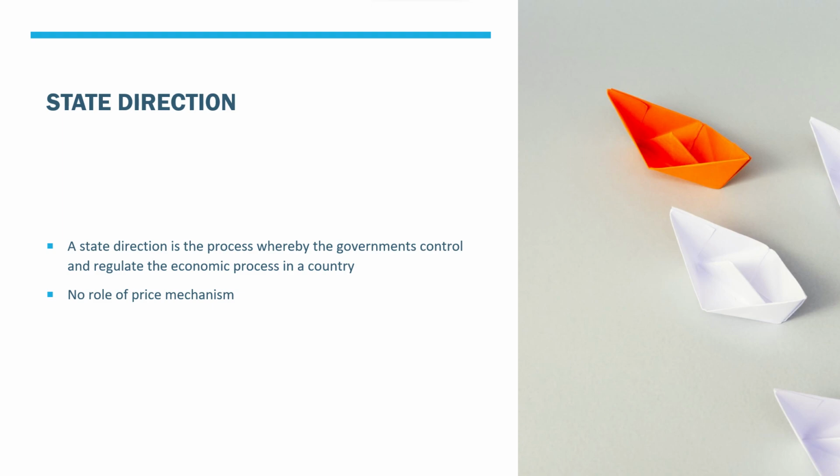Option C, state direction. A state direction is the process whereby the governments control and regulate the economic process in a country. The crucial questions of what to produce, how to produce, and for whom to produce are decided by the political will of the government instead of the price mechanism as is done in a capitalist or free market economy. The government sets the prices of goods and services and the quantities to be produced. The classic examples of a command economy may be Cuba, North Korea, or the former USSR.